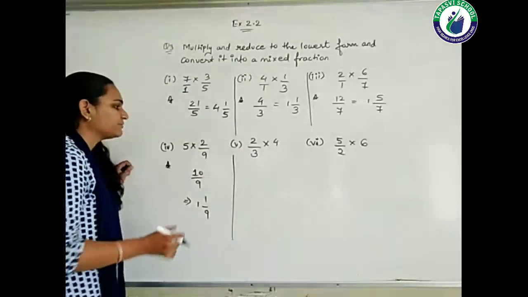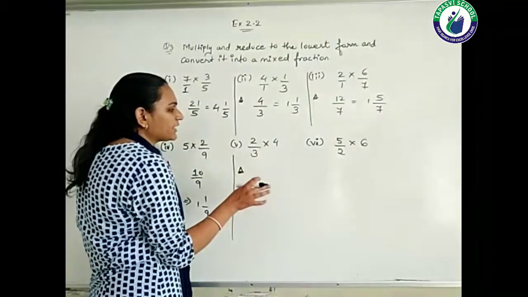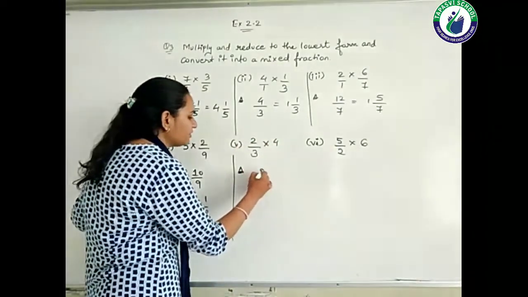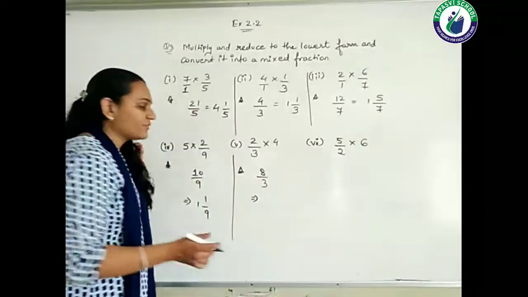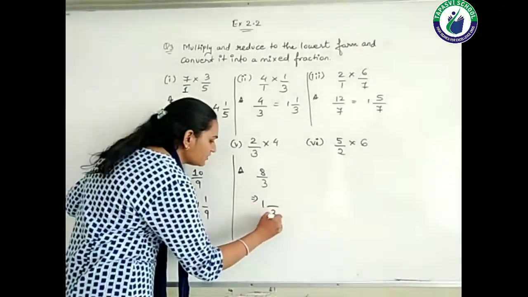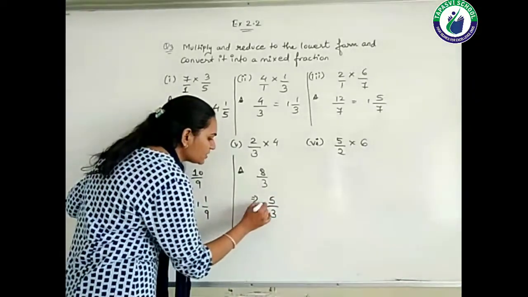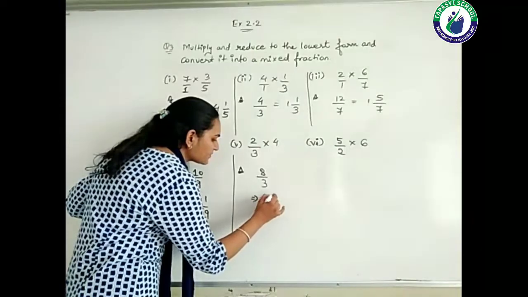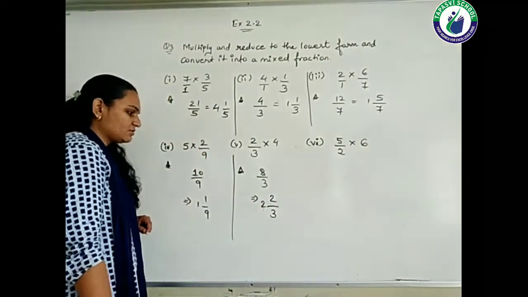Taking the next one, fifth one. Okay, 2 upon 3 into 4. We cannot do any cutting, so 2 4s are 8 upon 3. Now this is an improper fraction, so we will convert it into a mixed fraction. So 1 integer, sorry, it's 2 integer 2 upon 3, because 2 3s are 6 plus 2. So this is 2 integer 2 upon 3.